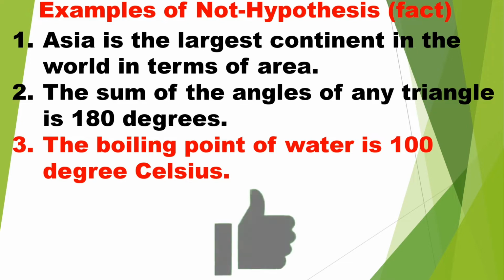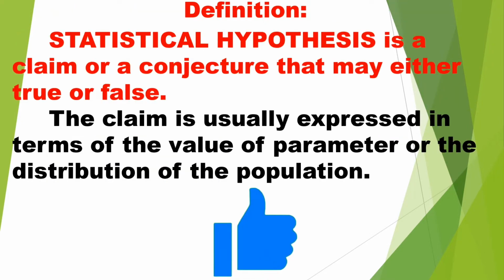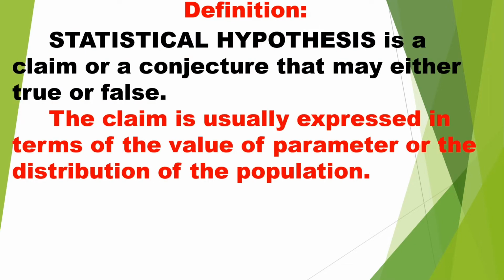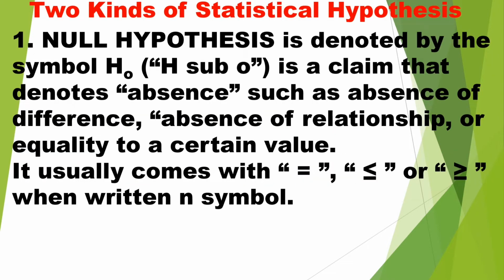Let's have this another definition. Statistical hypothesis is a claim or a conjecture that may be either true or false. The claim is usually expressed in terms of the value of a parameter or the distribution of the population. We have two kinds of statistical hypothesis. Number 1 is the null hypothesis. It is denoted by the symbol H sub O. It's a claim that denotes absence, such as absence of difference, absence of relationship, or equality to a certain value.